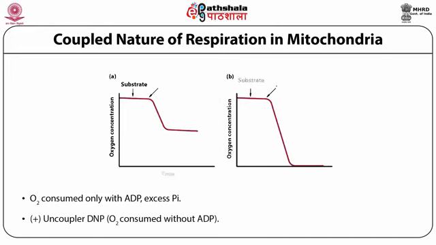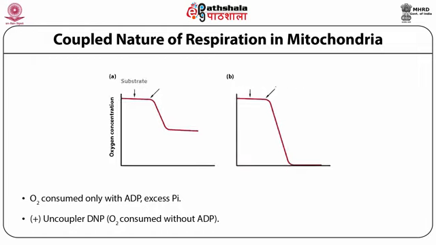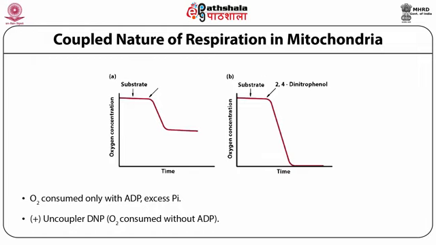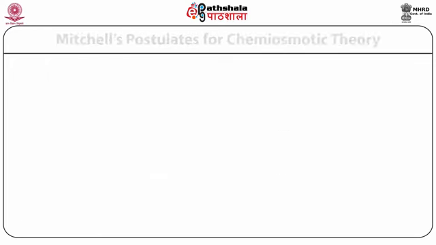Uncoupled by DNP, that is, oxygen is consumed without ADP. Uncouplers are lipid soluble weak acids. They stimulate the oxidation of substrate in the absence of ADP. Both acidic and basic forms can cross the inner mitochondrial membrane. Uncouplers deplete any proton gradient by transporting protons across the membrane.